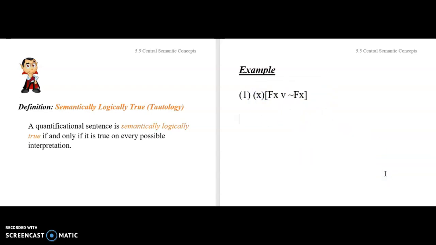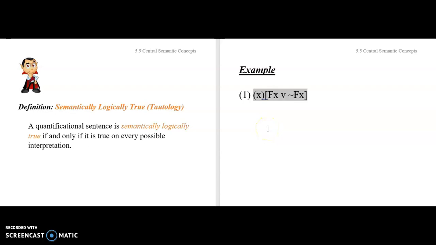How could you prove that something was semantically logically true? How could you prove that a sentence like this one is in fact semantically logically true? Well, it turns out that by only using semantic techniques, presented in chapter 5, you can't. You cannot prove using semantic techniques alone that a given quantificational sentence like this one is semantically logically true. You cannot prove that it is a tautology. Now, in chapter 6, you will be able to prove that it is a theorem of logic.